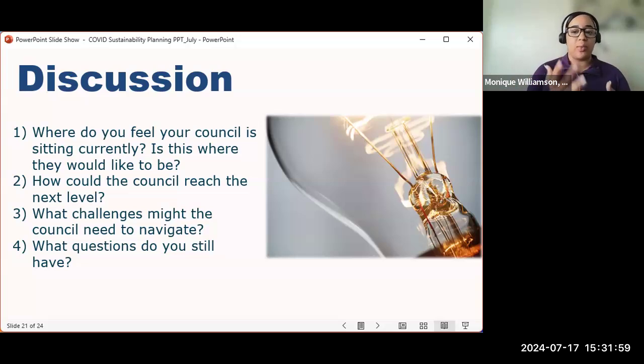So thinking about those different levels of awareness: pre-awareness, awareness, interaction, mastery. Where do you feel your council is currently sitting with any of the components you can lift up, and is there somewhere you would like to be? So moving from one level to the next. Feel free to jump in and share where you feel your council is sitting in respect to those three components, or one of the three, whichever you choose.